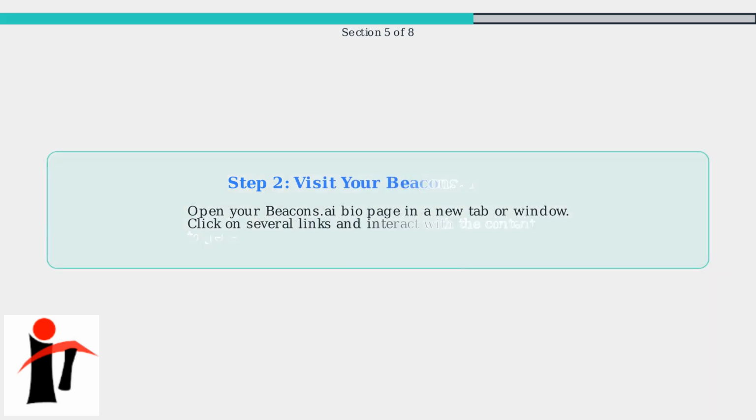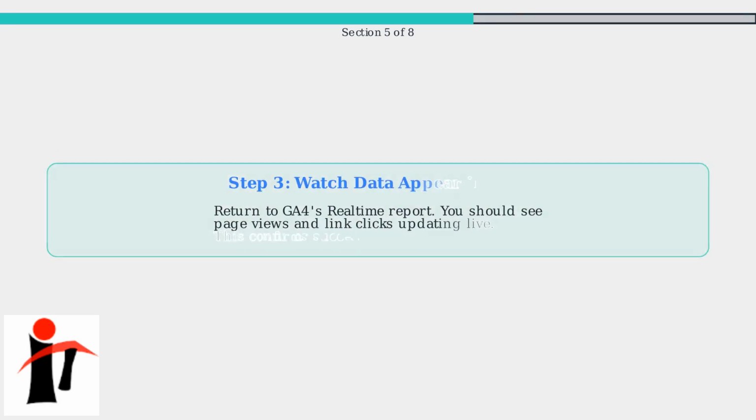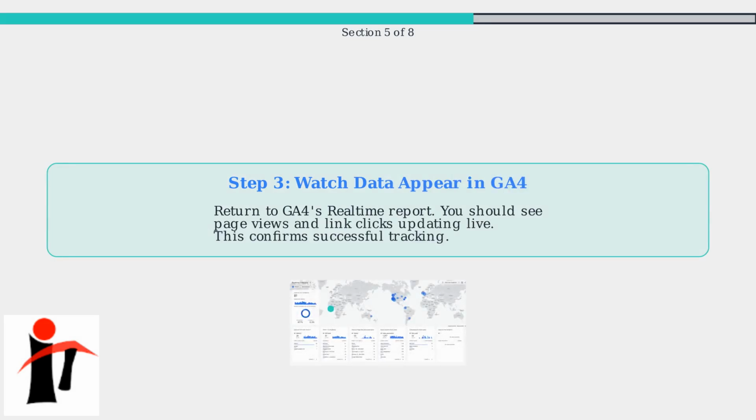Next, visit your Beacons.ai page. Open it in a browser and simulate user interactions by clicking on different links and engaging with your content. This generates events that GA4 can track in real time. Switch back to GA4's real-time overview. Within seconds, you should observe your page views and link click events appearing in the live data. This immediate feedback confirms that your GA4 integration with Beacons.ai is working correctly.